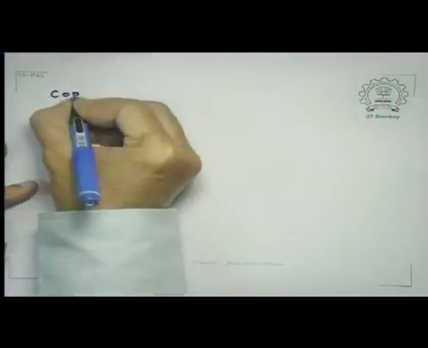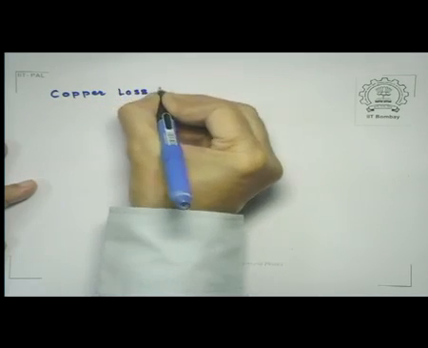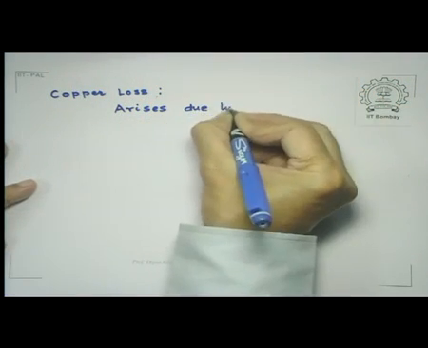Now in addition to the above losses, that is hysteresis and eddy, another loss is what normally goes as copper loss. This loss arises due to the resistance in the winding wires.